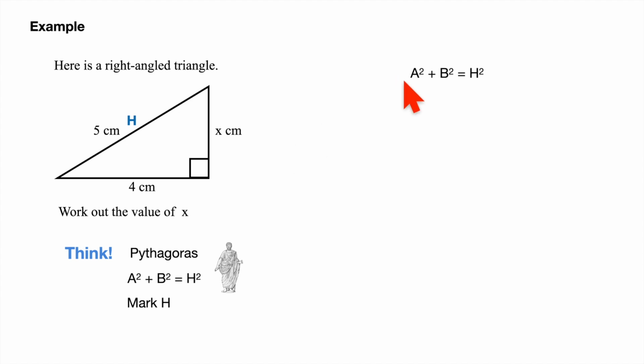So let's put our equation at the top. This time we have h. We know what h is, so that's 5 squared. And we've got to decide that one of these is going to be the x that we don't know. So x squared plus 4 squared is equal to 5 squared. Put in the numbers. Right, in order to get x squared on its own, we're going to have to subtract 16 from both sides. Minus 16 gives us x squared equals 9. Square root both sides, x equals 3.